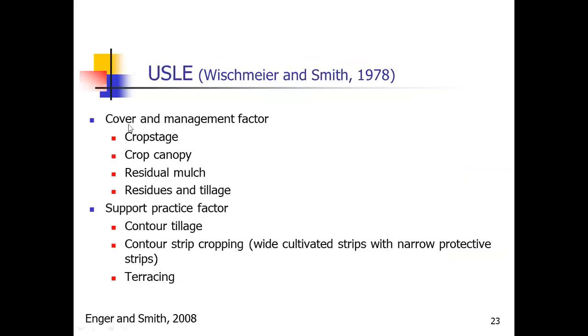Depending on the crop stage means how old is the crop? Is it 1 week old? Is it 1 month old? What is the age of the crop? So that will determine how you manage it. Crop canopy, is it completely covering the soil? Is there no exposed or naked soil? Because that will determine how much evaporation happens, that will determine how much erosion happens. Then you have residual mulch. I've already mentioned that how you preserve the residue from the previous harvest is going to determine the amount of water and nutrients that are conserved on the soil. So these are cover and management factors.